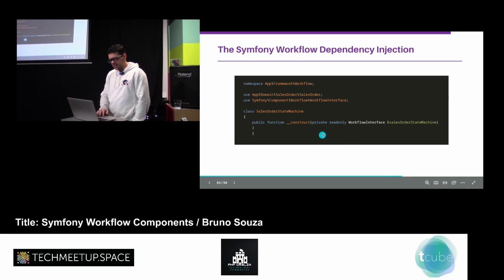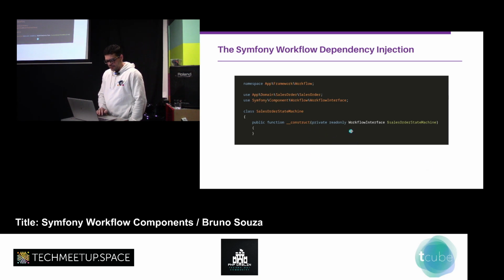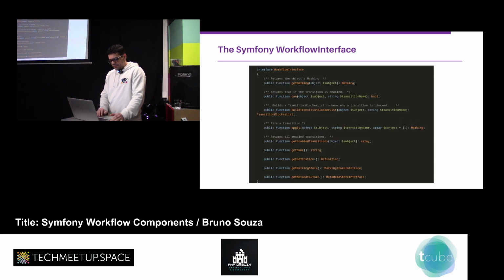And so it's just an example of how to use the component inside the class. So here I have the sales order state machine. And in my construct method, I have the workflow interface, like a dependency inversion. And the sales order state machine is my property name for this component. Here I have the Symfony Workflow interface. So if you are interested in knowing which methods I can use, we have all these methods here.